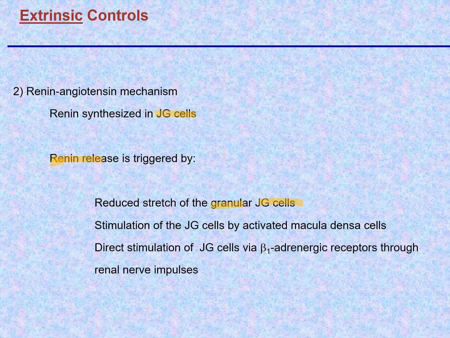So you have a reduced stretching of those cells, and that typically happens when blood pressure is low in the afferent arteriole. So the afferent arteriole isn't stretched out as much, and therefore the juxtaglomerular cells around it are not stretched as much.